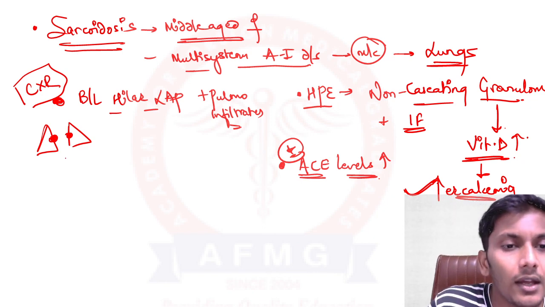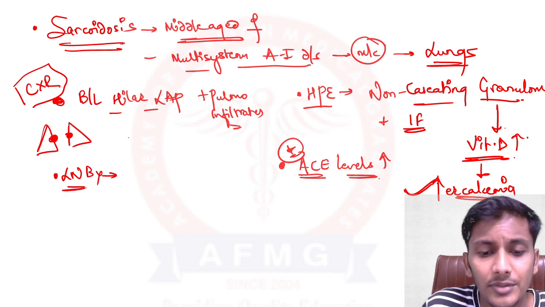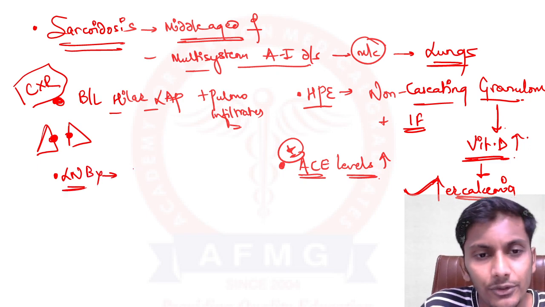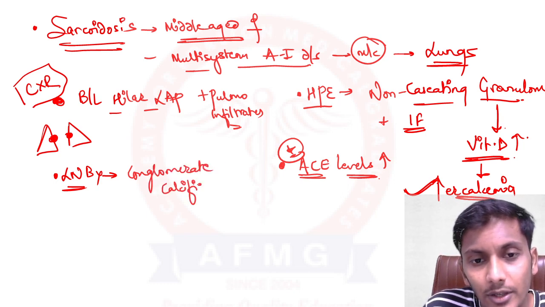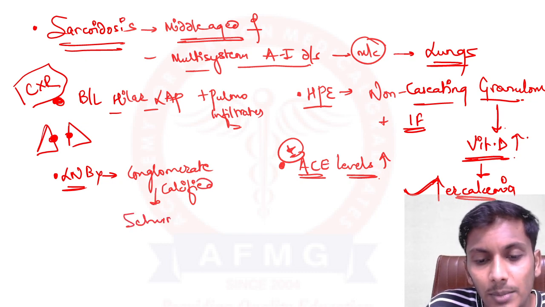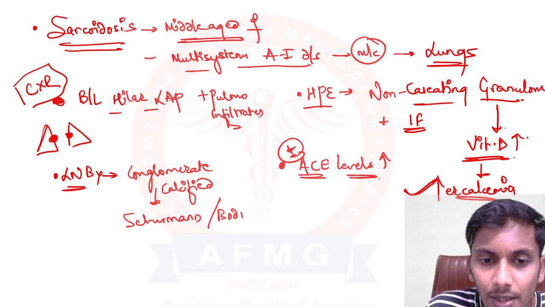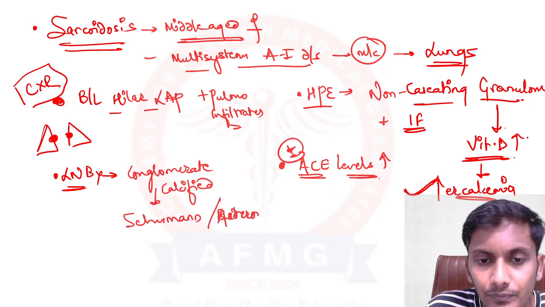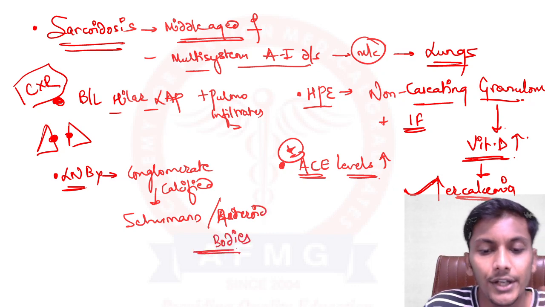Important one. Then if we perform a lymph node biopsy from the enlarged lymph nodes, what are we going to see? We can see conglomerate calcified bodies, and these conglomerate calcified bodies are known as Schaumann bodies or asteroid bodies. Important one. These Schaumann or asteroid bodies are seen in cases of sarcoidosis.